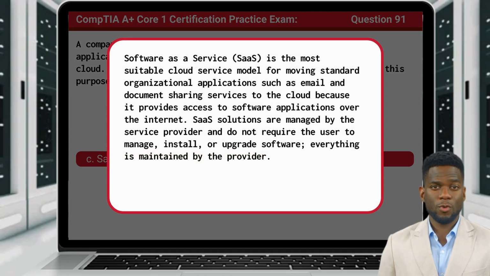Software as a service, or SaaS, is the most suitable cloud service model for moving standard organizational applications, such as email and document sharing services, to the cloud because it provides access to software applications over the internet. SaaS solutions are managed by the service provider and do not require the user to manage, install, or upgrade software. Everything is maintained by the provider.